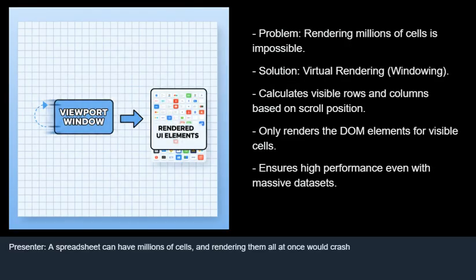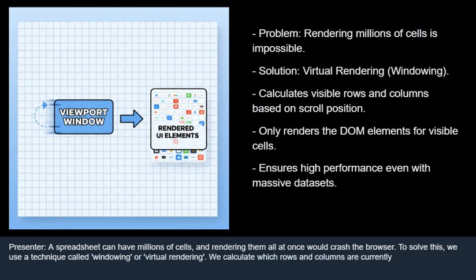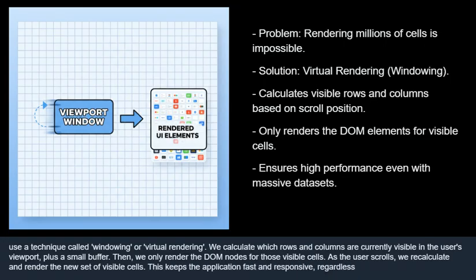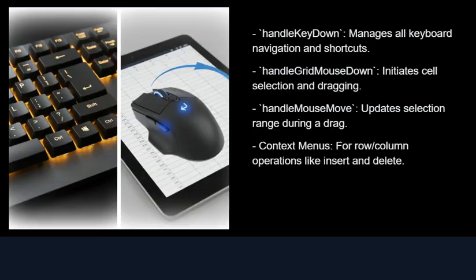A spreadsheet can have millions of cells, and rendering them all at once would crash the browser. To solve this, we use a technique called windowing or virtual rendering. We calculate which rows and columns are currently visible in the user's viewport, plus a small buffer. Then, we only render the DOM nodes for those visible cells. As the user scrolls, we recalculate and render the new set of visible cells. This keeps the application fast and responsive, regardless of the sheet size.